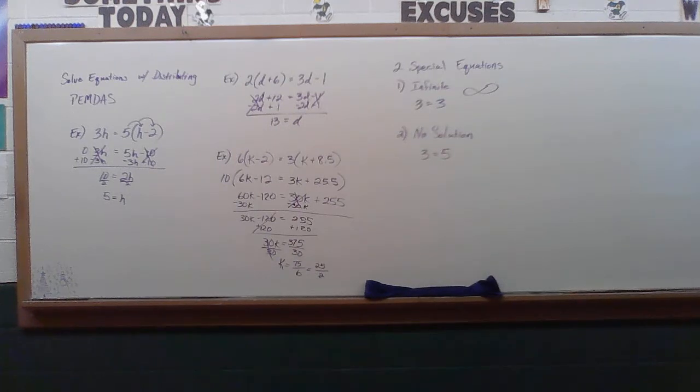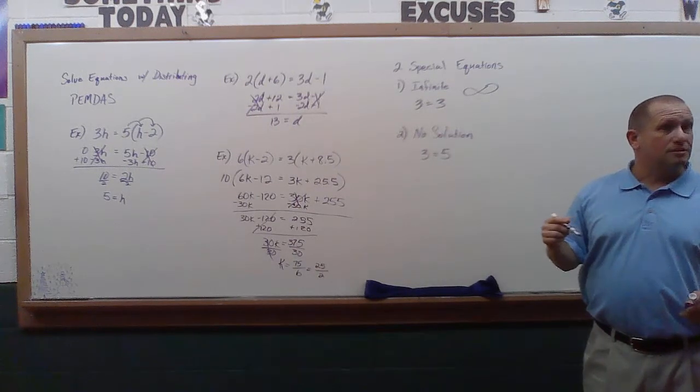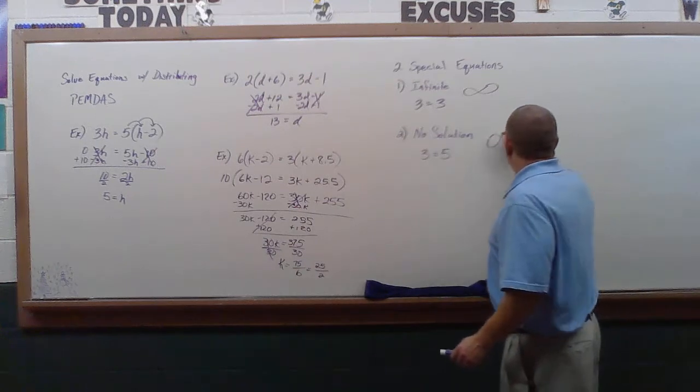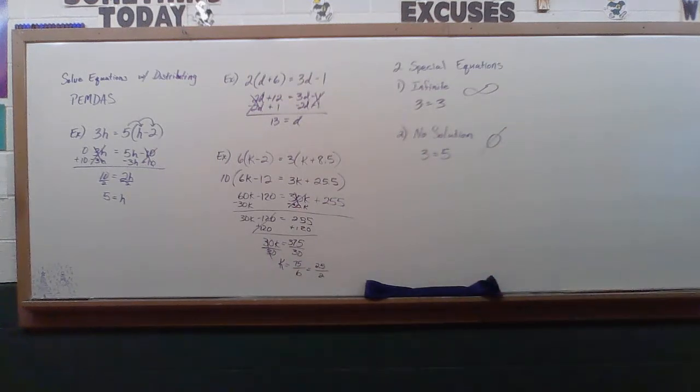And what is the symbol for no solution? Is it a 0 with a comma on it? Perfect. No solution looks like this, a circle with a slash through it. Okay? So, how do we get these, or what do these look like? These look like this.